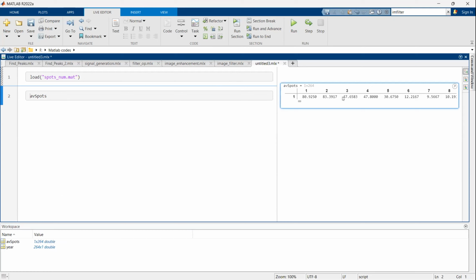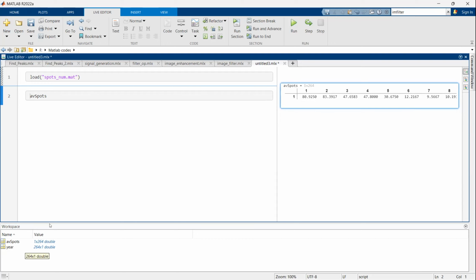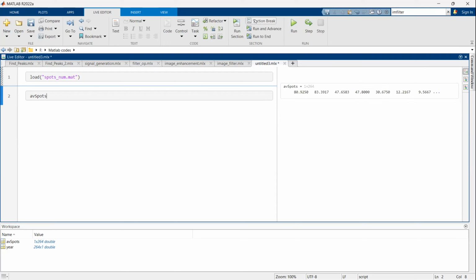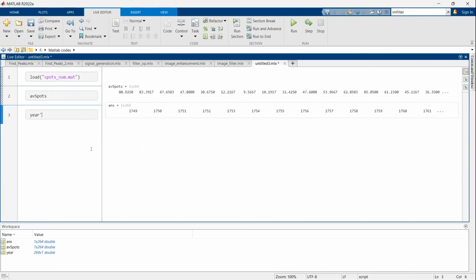Now, what does this value represent? You can ask. If I try to just plot it, you see both of them have the same direction. That means these are year-wise values. Each year, this is the year information. Let me show you the year as well. Section break. If I type the year, it looks like this.